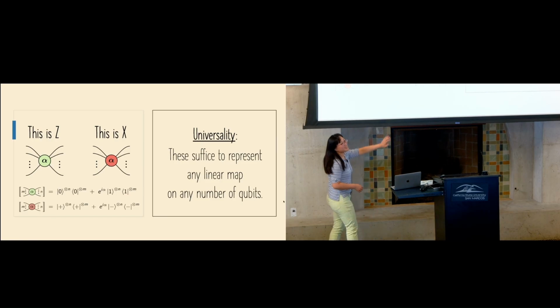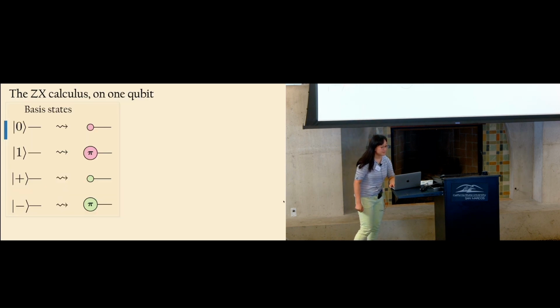Oh yeah, so that was universality, which is the idea of universal quantum computation: that any quantum computation, so any complex number matrix, could be realized by such a quantum computer. And so anything on any number of qubits can be represented with some diagram made of just those two things.